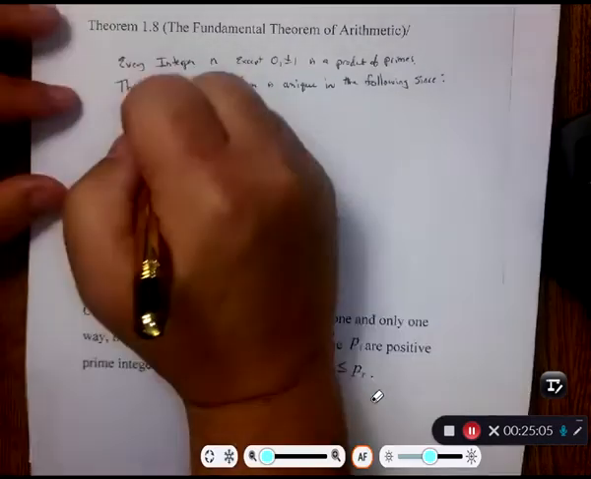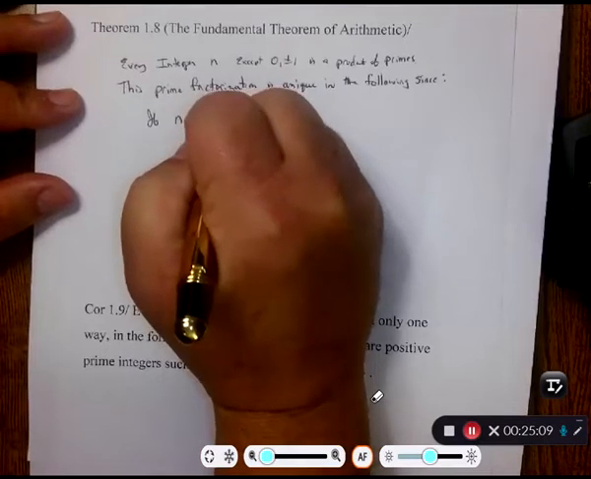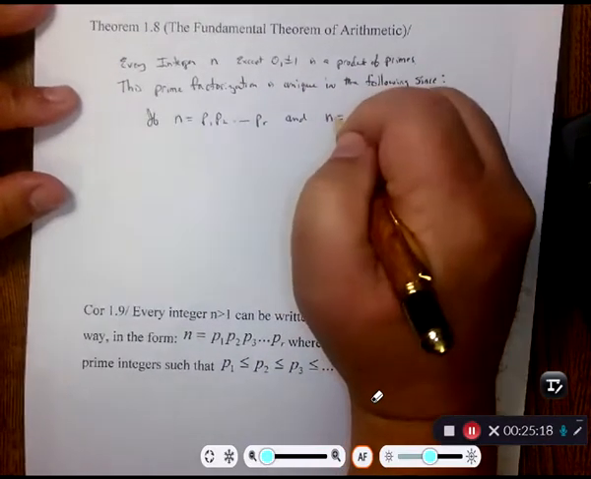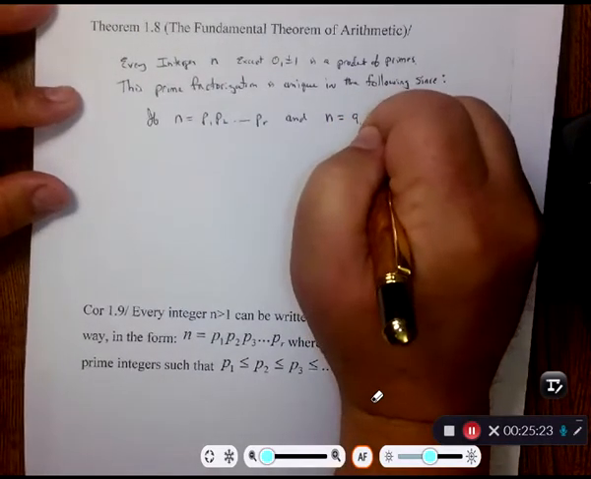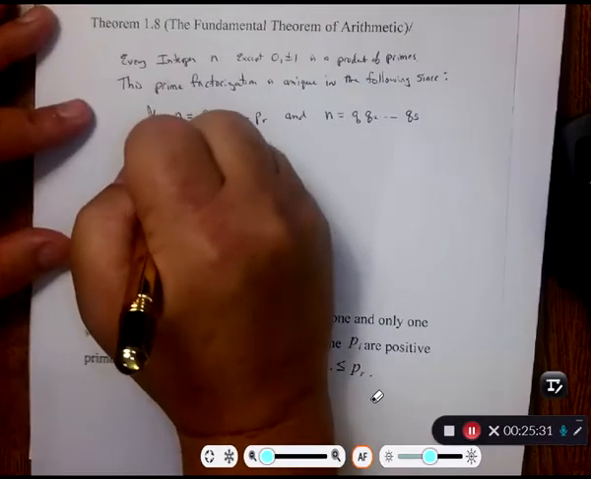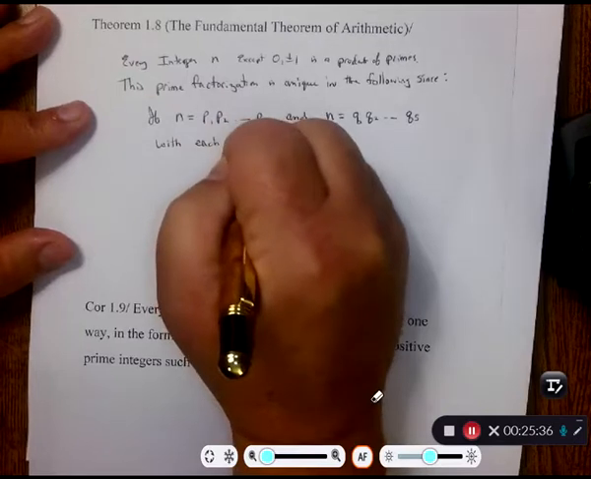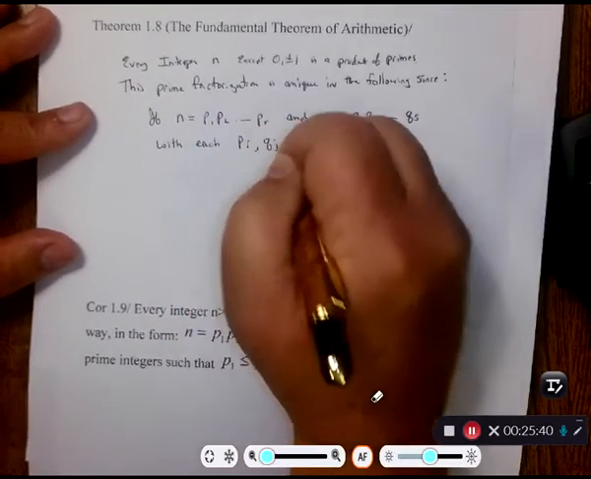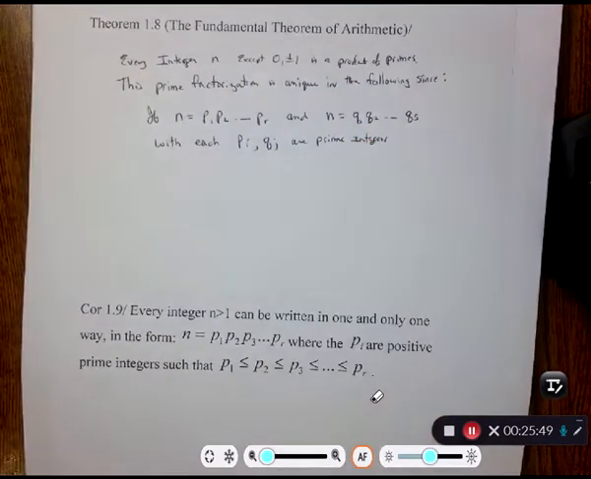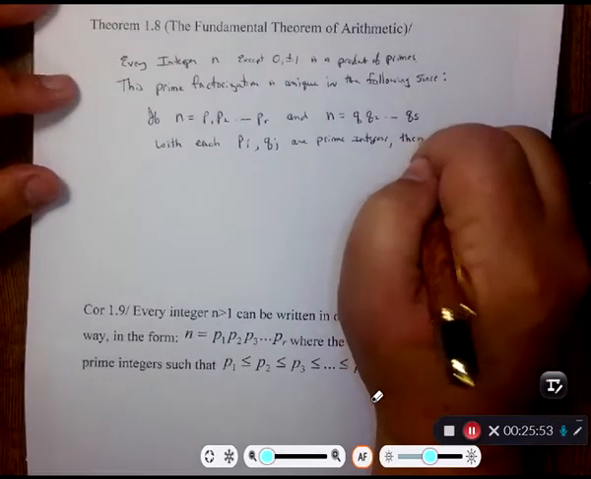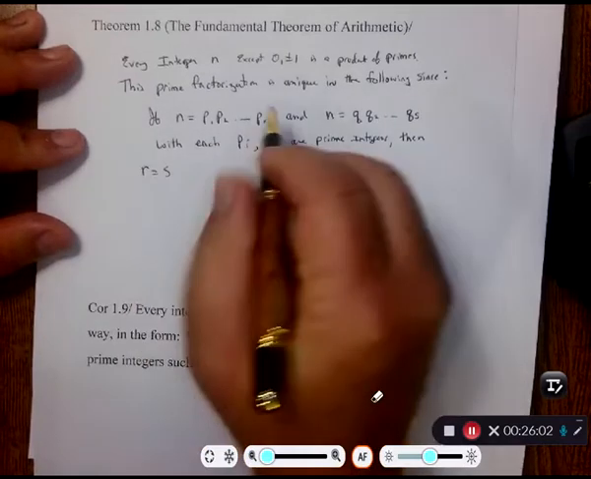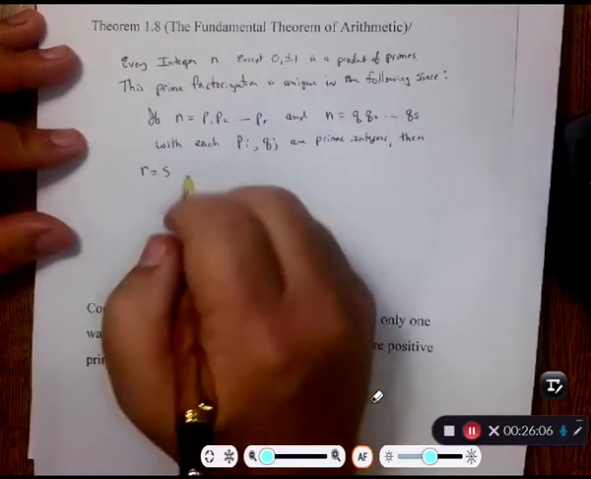If n is equal to P1 times P2 dot dot dot all the way up to PR, and it's also equal to Q1, Q2 dot dot dot out to QS, with each PI and QJ prime integers, then here comes that idea of uniqueness: R is equal to S. So we have two different products here, but R would actually be equal to S after reordering.